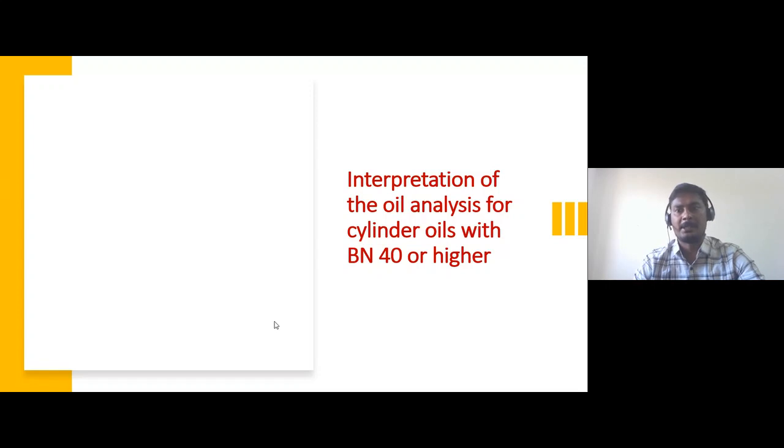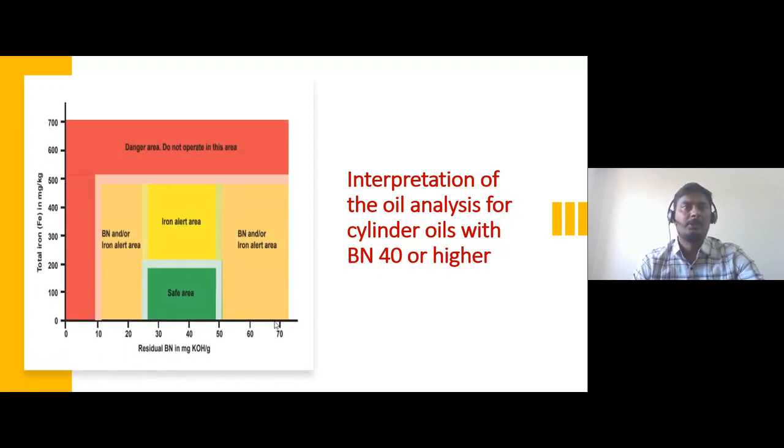Now the interpretation of oil analysis for cylinder oils with BN 40 or higher. Here you can see the graph showing how much iron wear we need to maintain in the cylinder drain analysis, and the residual BN, and how much we can choose. Here you see the safe area.